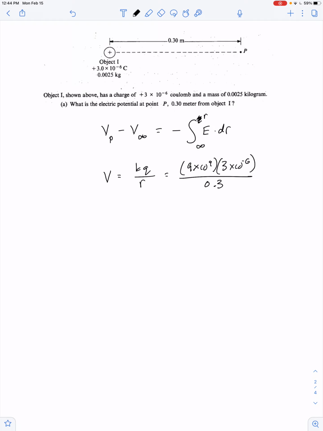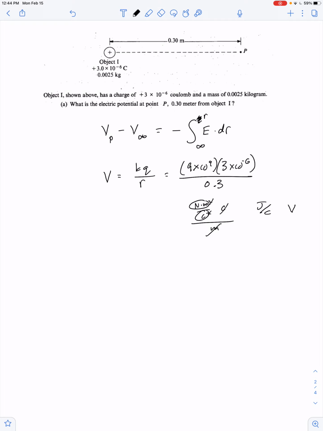0.3. I suppose I should put in the units and double check. This is 9 times 10 to the 9th newton meter squared per coulomb squared. 3 times 10 to the negative 6 is coulombs, and 0.3 is meters. So one of the meters cancels, one of the coulombs cancels. We're left with newton meters per coulomb. That's joules per coulomb, and hey, that's volts.